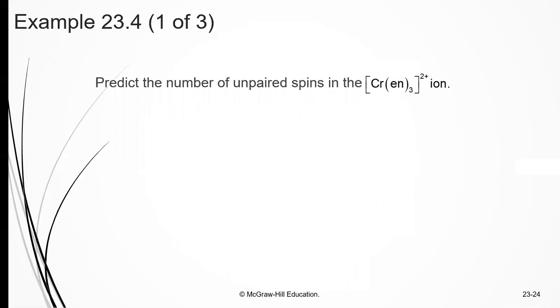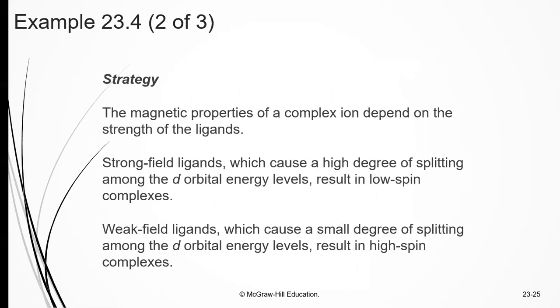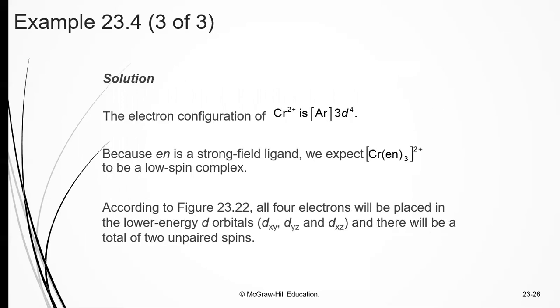Now we have a chromium en3 2+ ion. And so we want to think about how that is going to impact our splitting, and then what our unpaired spins are going to be. So when you're going through this, try to think about whether en is a strong field or weak field ligand. Think about whether that's going to encourage pairing, so a low spin complex, or if it's going to encourage a high spin complex. So that's what this part is. So our electron configuration for chromium 2+ is [Ar]3d4. So we know that we have 4 valence electrons that we have to deal with.